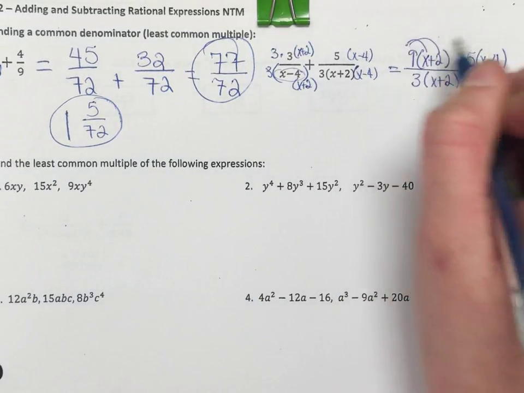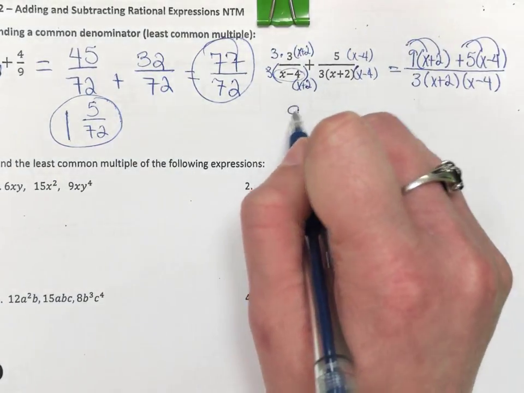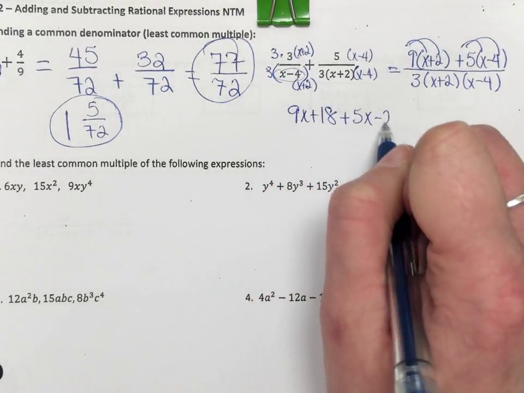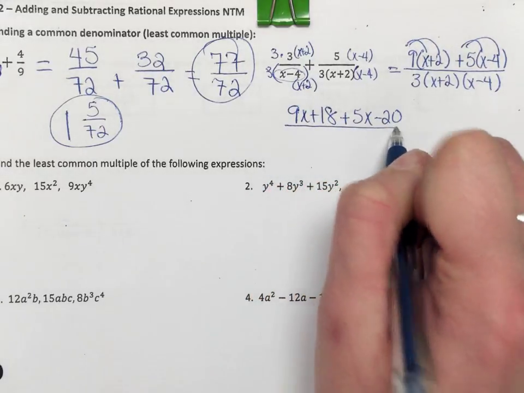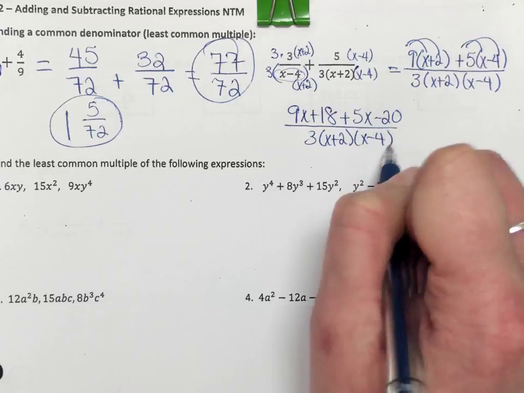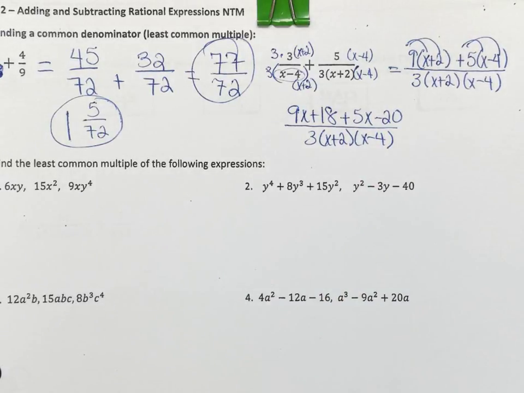Alright, so here we go. Let's distribute. And we get 9x plus 18 plus 5x minus 20, and that's still over (x plus 2)(x minus 4), or 3 times (x plus 2)(x minus 4). Now what did you get, Chris?